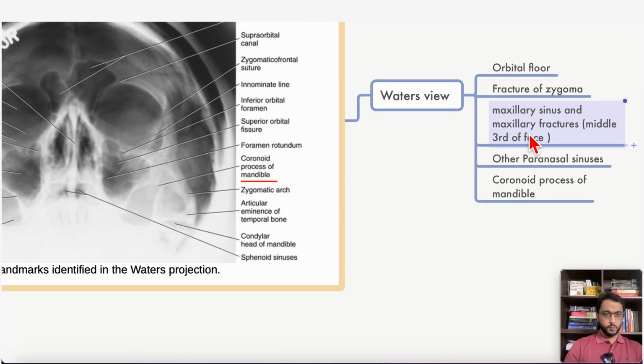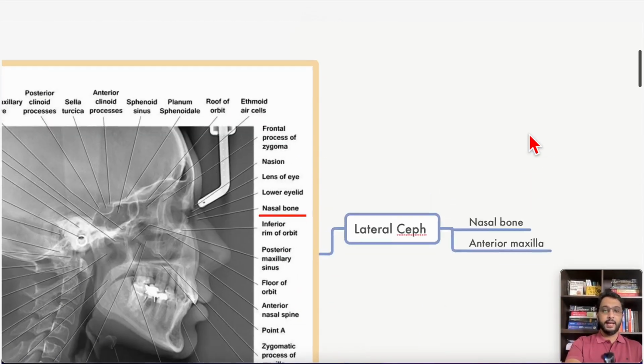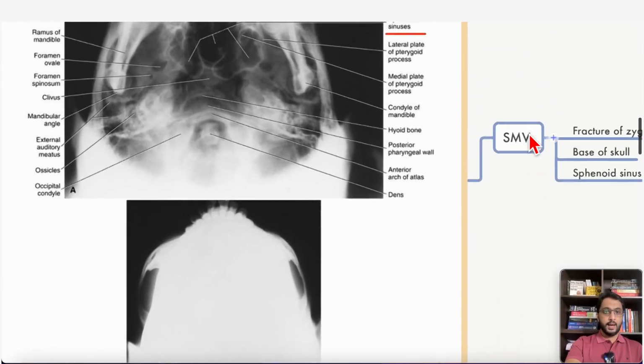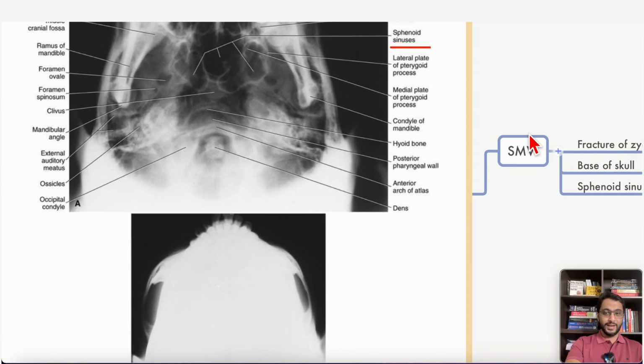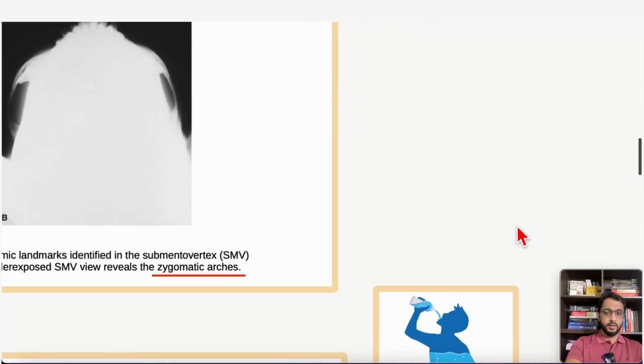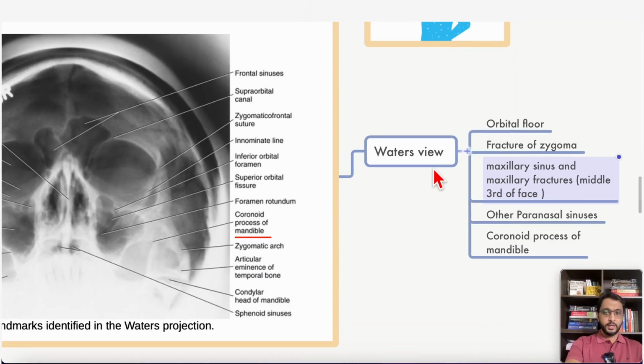The answer given was Waters view. Okay, now please note your White and Pharoah very clearly says that for anterior maxilla, it is lateral ceph. Now my personal opinion is to go for lateral ceph if it comes again. Now the key factor to note here is check if there is Waters view or not. If there is a Waters view, then only the confusion comes.